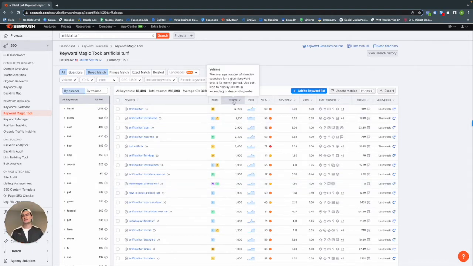And next here we have volume. Volume is essentially the monthly volume of a given keyword. So, for example, artificial turf has a monthly volume of 22,200 searches per month, right? Trend is a visual representation of volume. It's just month after month, the peaks and valleys of volume. So this is actually more important if you are a seasonal company.